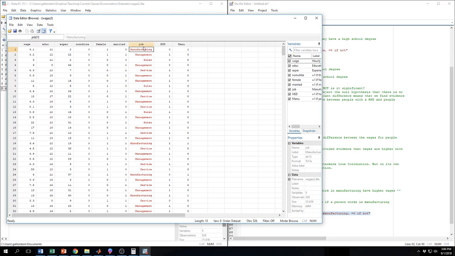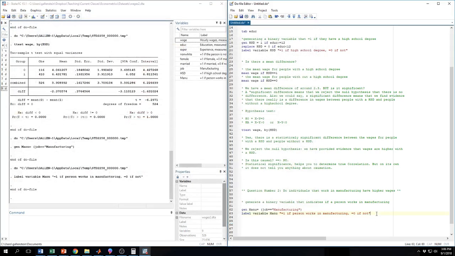Look at it. If job equals manufacturing, manu equals 1. All right, there we go. So now let's do it.